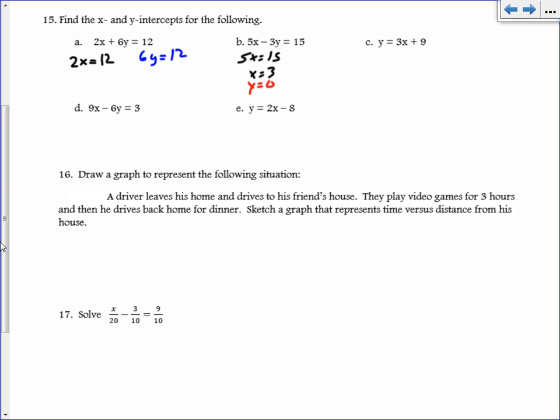Anybody? Okay, here, x equals 6. That's the x-intercept. y equals 2, x would be 0, y would be 2. This (6, 0) and (0, 2) are called the x and y intercepts. That's the point where they cross the x and y axis. Again, I take this equation right here, and I have 5x equals 15 for the x-intercept, and negative 3y equals 15, y is negative 5, for the y-intercept.